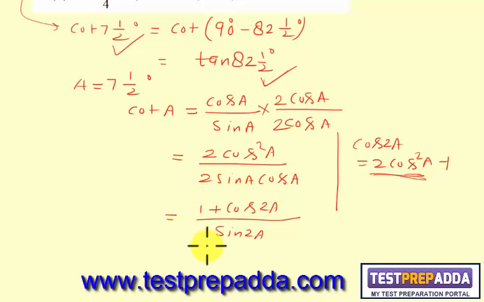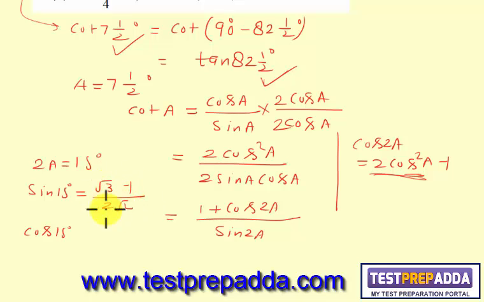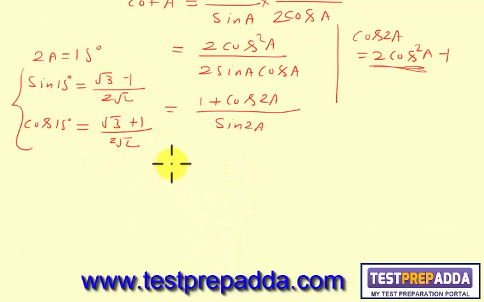Now I have done this because 2A, that is 15 degree, I know the value of sine 15 degree and I know the value of cos 15 degree. Sine 15 degree is root 3 minus 1 upon 2 root 2, and cos 15 degree is root 3 plus 1 upon 2 root 2. I have derived all these values in the previous sessions of trigonometry. Okay, I'll substitute all these values here.